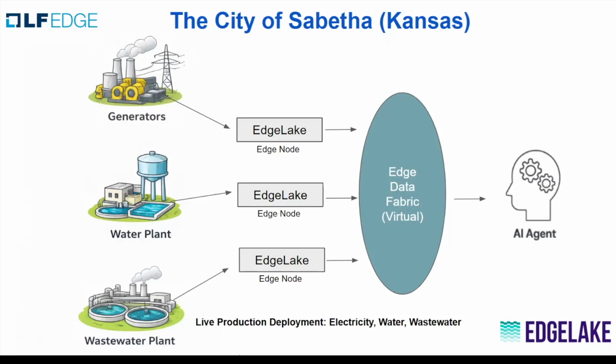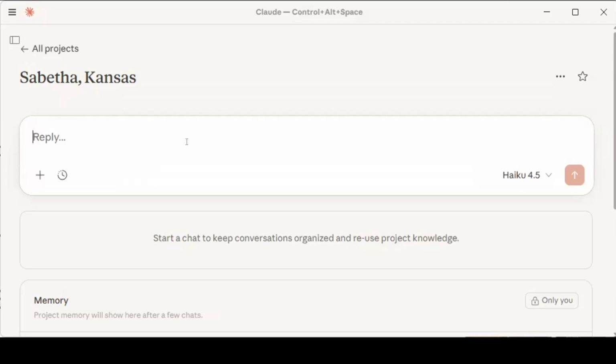What I'll show you next is how we can analyze Sabetha's real-time operational data without BI pipelines and only using an AI agent and simple prompts. What's most exciting is that Sabetha is one example. The same architecture applies across all verticals where edge data is generated. Let's now analyze Sabetha's electricity generation using EdgeLake's MCP server.